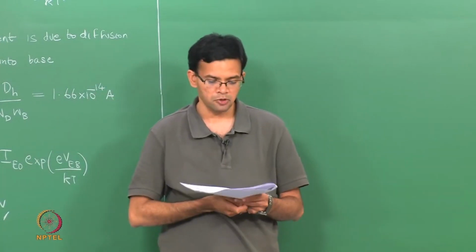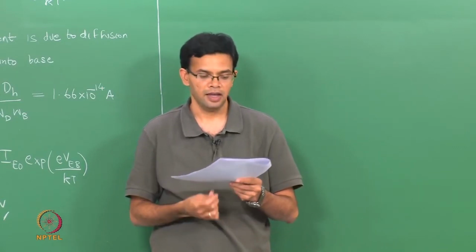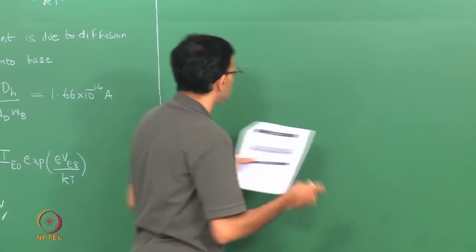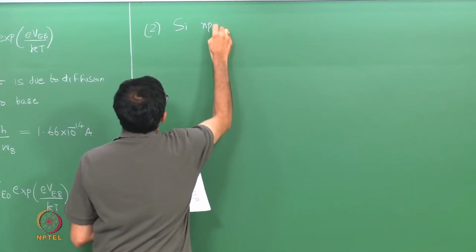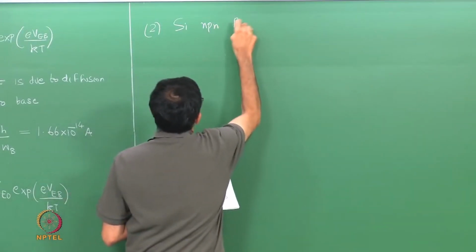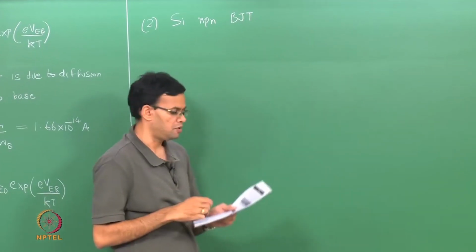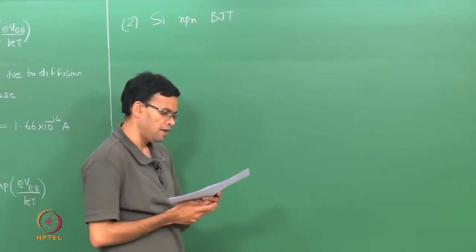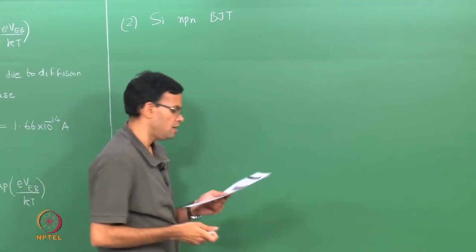So, in problem 2 we have an idealized silicon NPN bipolar junction transistor. Problem 1 was a PNP bipolar junction transistor. Now, we have an NPN. The cross sectional area is given.